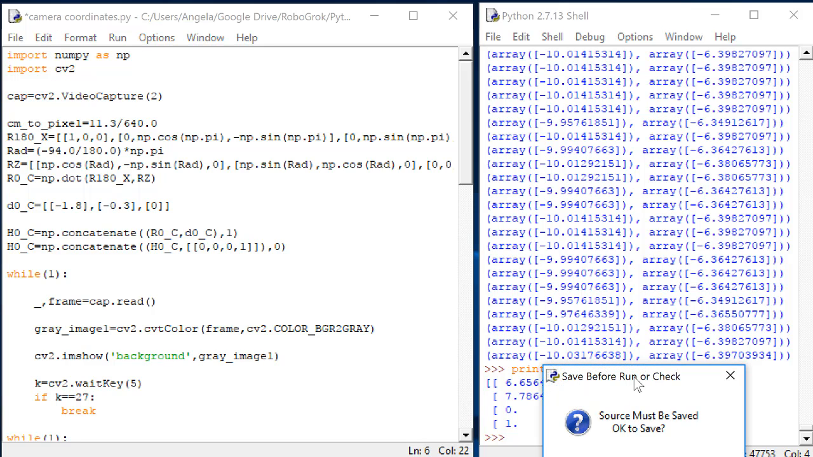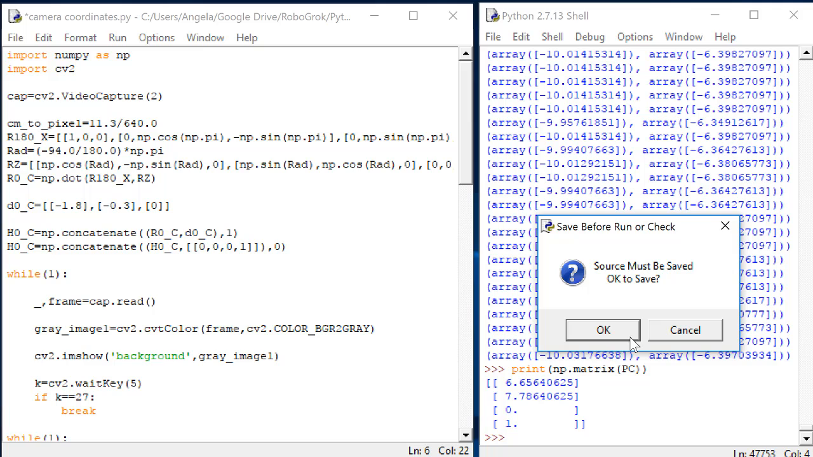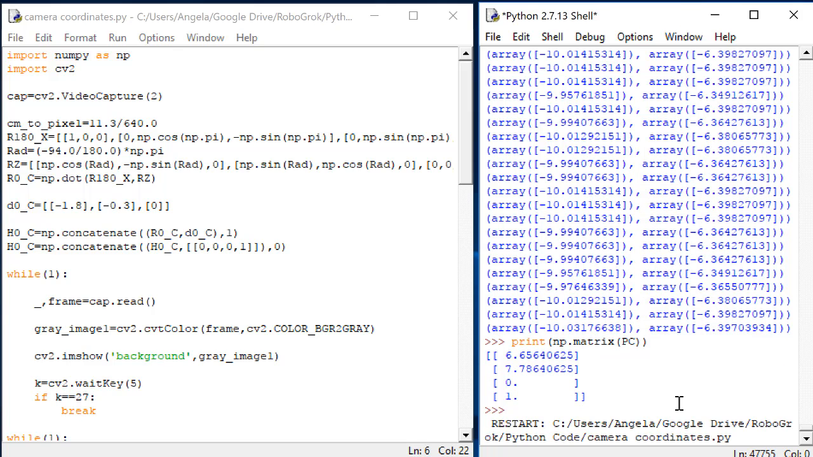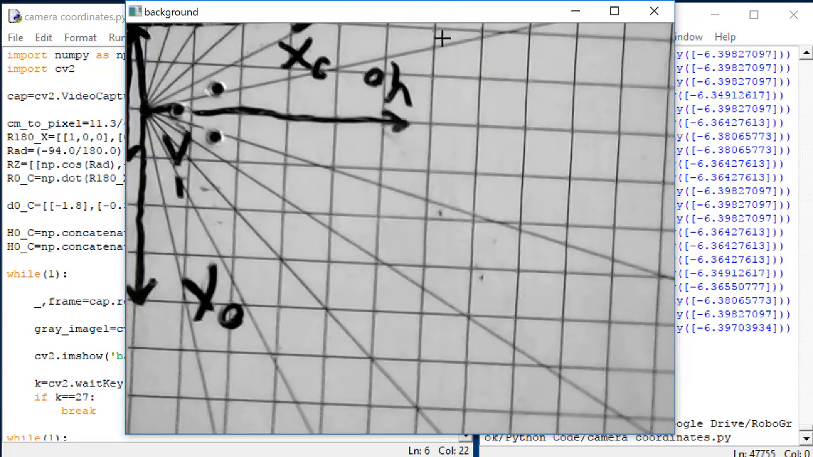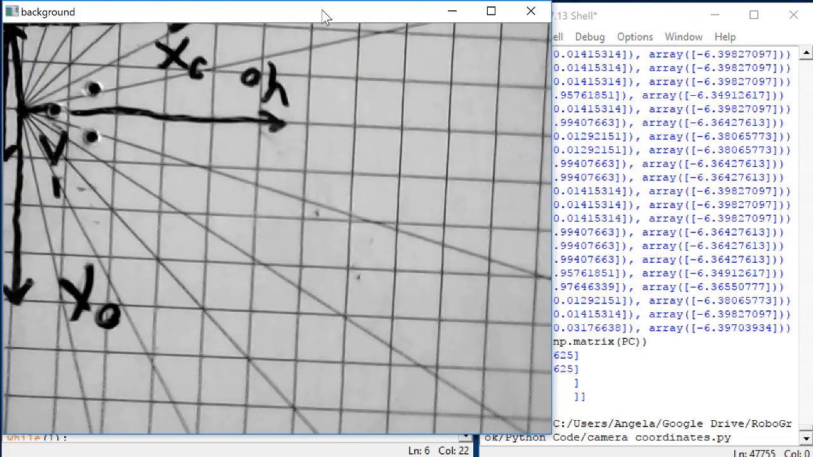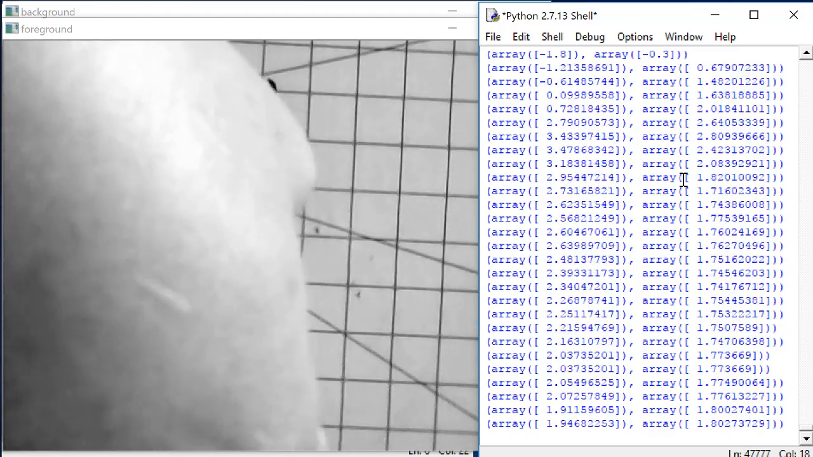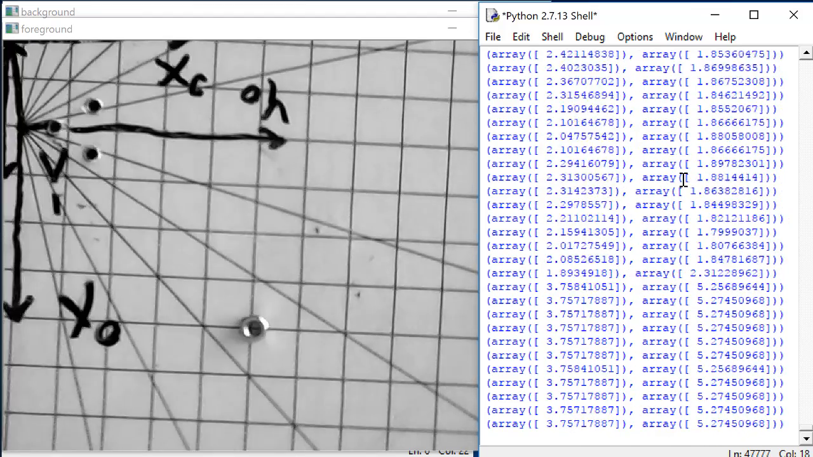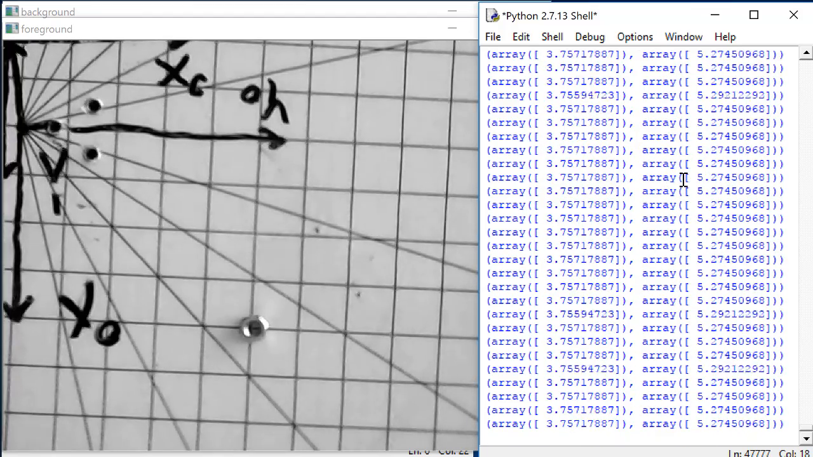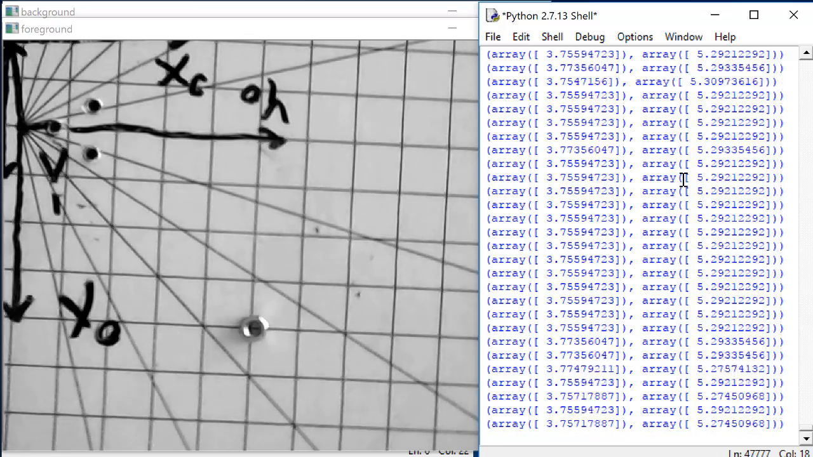Okay, let's run this. Wait a bit for the background to stabilize, then hit escape. Now let's place the nut. It says the location of the nut is 3.75 in X and 5.3 or so in Y.